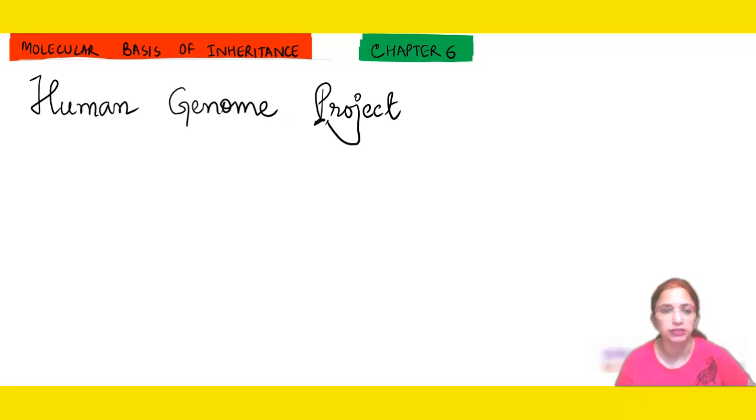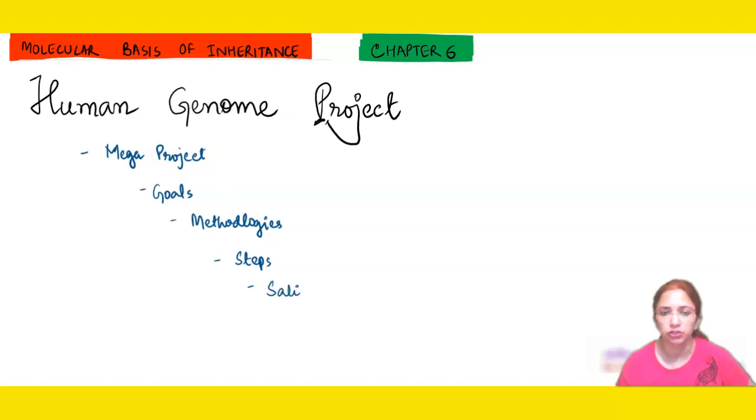Now there are various subtitles which we have to study in this topic, and these will be why it was known as mega project, what were the goals of Human Genome Project, what were the methodologies that were adopted for this project, and what are the steps to accomplish this project. And salient features, of course, will include the findings of the Human Genome Project.